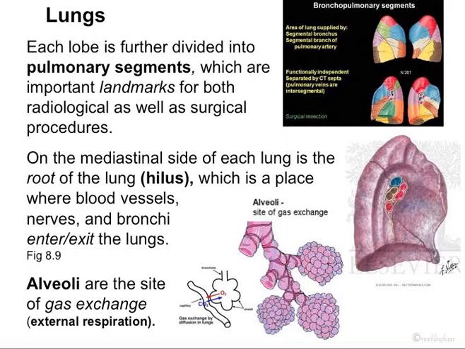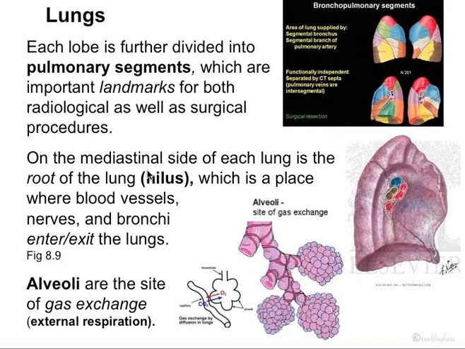Each lobe then is further divided on the inside into pulmonary segments. And those are very important landmarks. If you see here, these colors here, these are all the pulmonary segments. These are important landmarks for radiology when we want to see what's going on, but then also for surgery, when we want to do a procedure, we can identify which pulmonary segment something is in that we don't want, or which one we have to do something with.